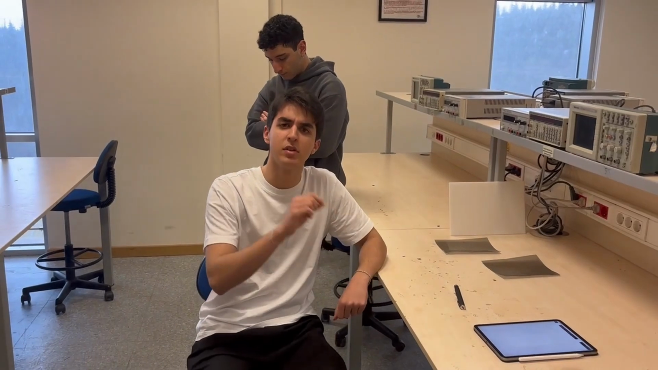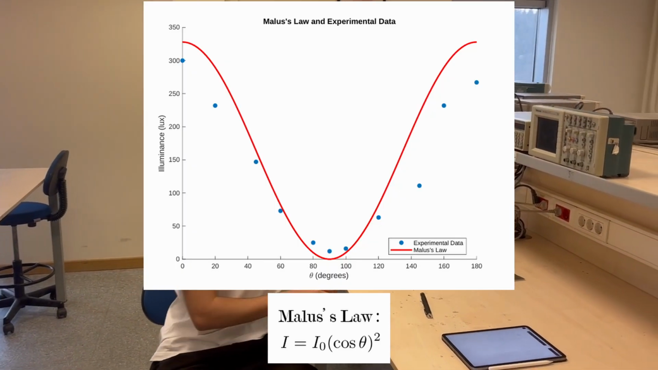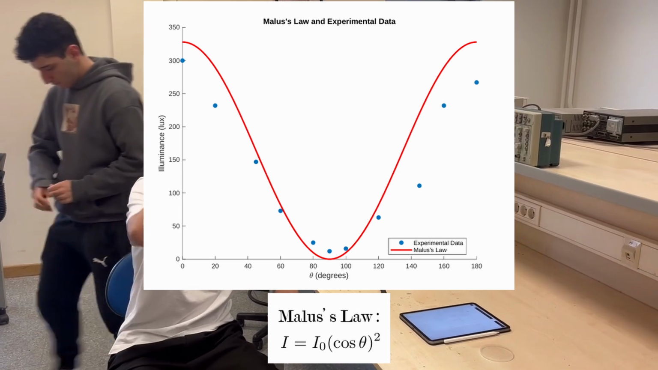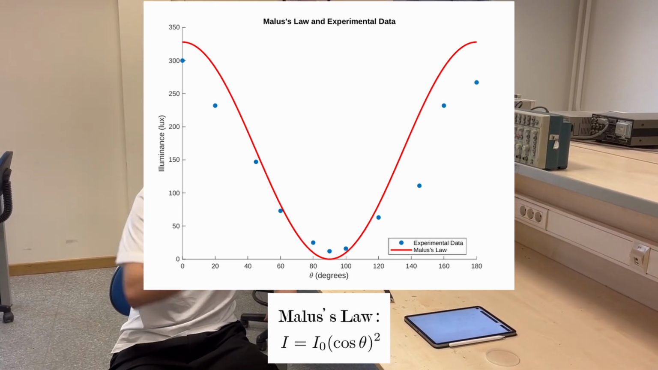We took some data points, 11 data points for each rotation, and we did a scatter plot and compared it with Malus's law, as you can see on the screen. So we can say that the first stage was pretty successful.